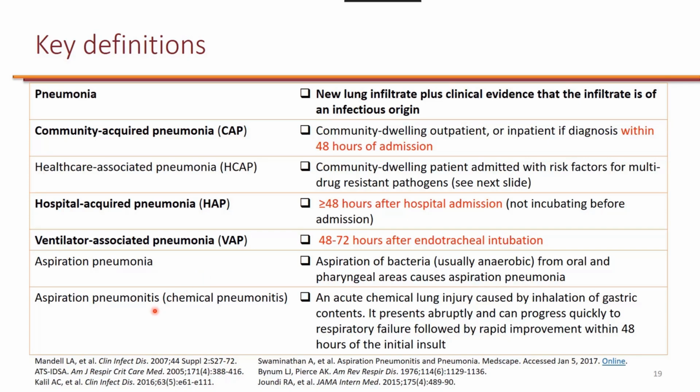Another thing that can happen due to aspiration is a sterile aspiration. So it could be just gastric content without flora. And it can still cause some inflammation and reaction in the lungs. And we definitely call this aspiration pneumonitis rather than pneumonia. And some people call it chemical pneumonitis to make it clear that it is not due to organism. So aspiration pneumonitis or chemical pneumonitis should not be treated with antibiotics.